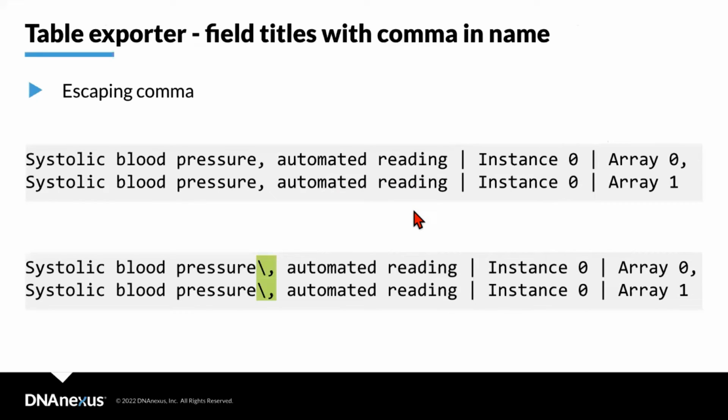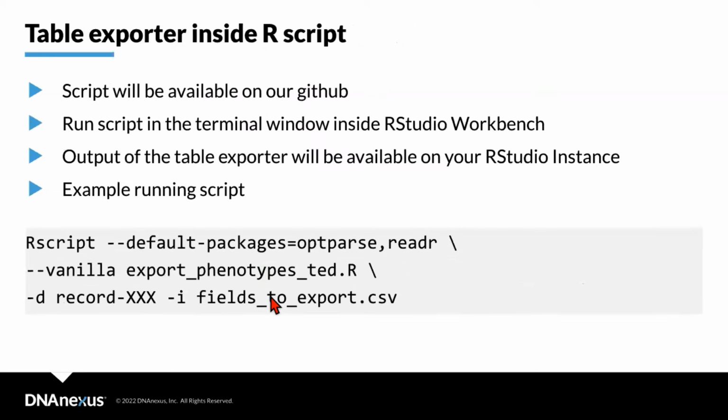Also, in case you find that fields with a comma in the name are not working, you can escape commas like that. Here we are showing an example with the systolic blood pressure automated reading field without escaping the comma, and here it is with the comma escaped. So this is for the table exporter.